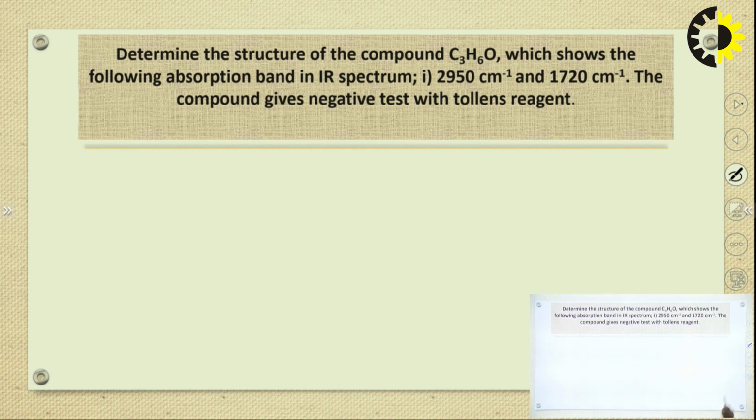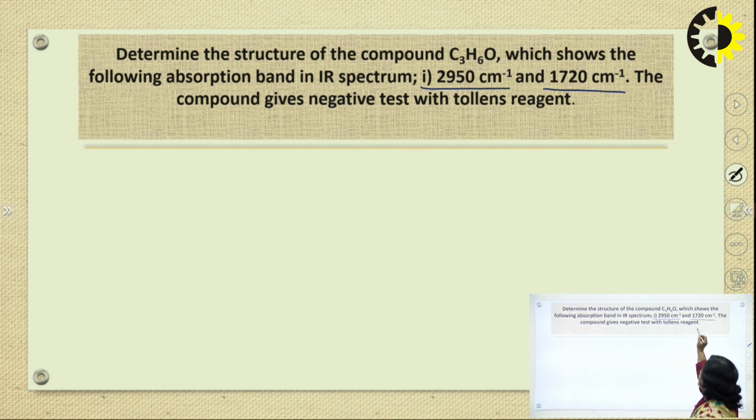Now, the reasoning part, the major part, which is slightly tricky, but once you remember the peaks, where they are and what they belong to, then you will find out how this is possible. So, I have taken questions previously asked in AKTU. Determination of the structure of compound C3H6O, which shows the following absorption bands in the IR spectrum: the first at 2950 and the second at 1720.